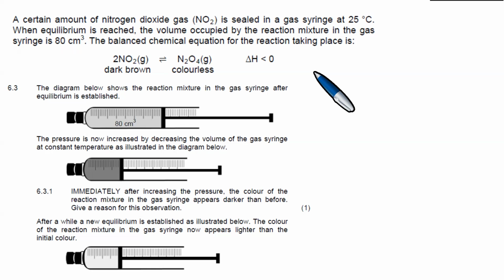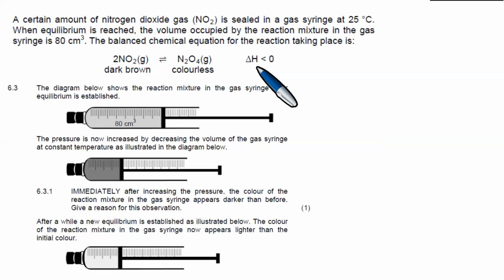A certain amount of nitrogen dioxide gas is sealed in a gas syringe at 25 degrees. When this happens, the rest is something we've read before. And we're able to see that this kind of reaction is exothermic because the heat of reaction, delta H, is less than 0, meaning the heat of reaction is negative.